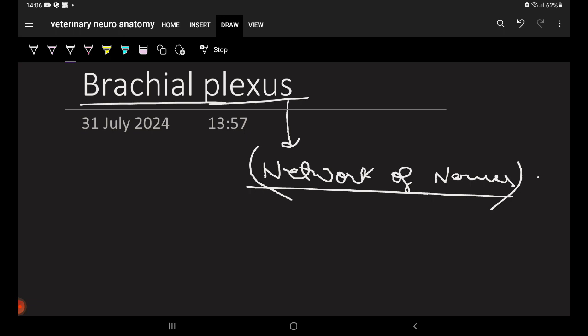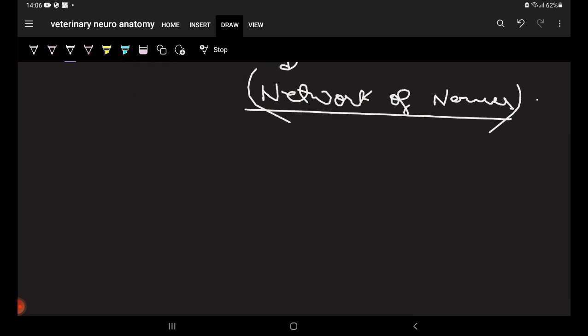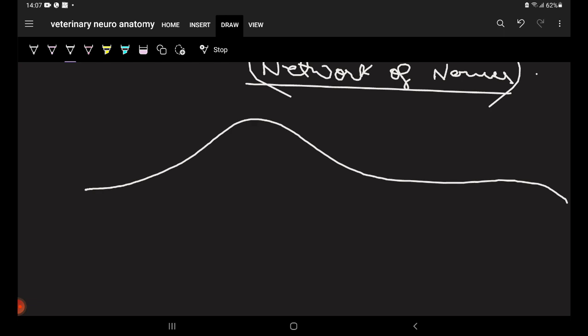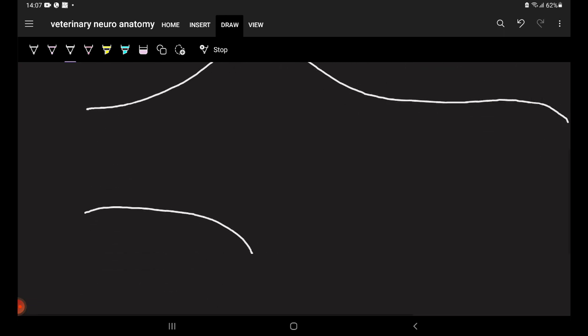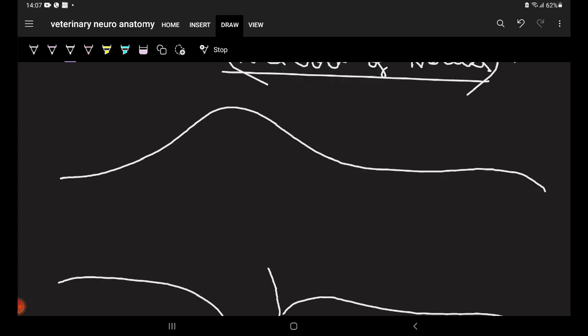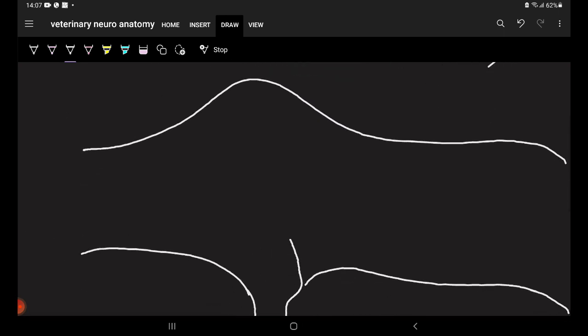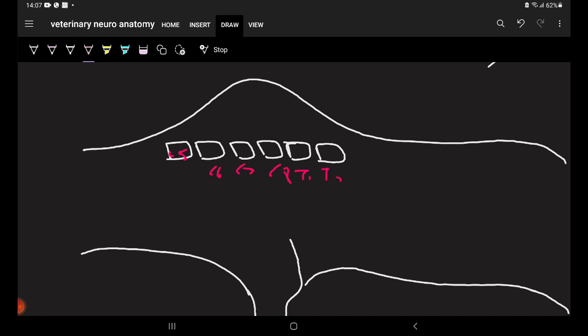Okay. We will understand the brachial plexus. So, for the brachial plexus, let us first draw a diagram, and then according to that we will be studying. As you can see, this is a diagram of a cow. So, if I draw here, okay, so this is C5, C6, C7, C8, T1 and T2.